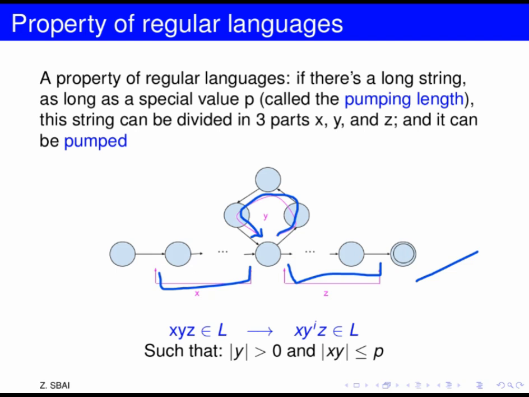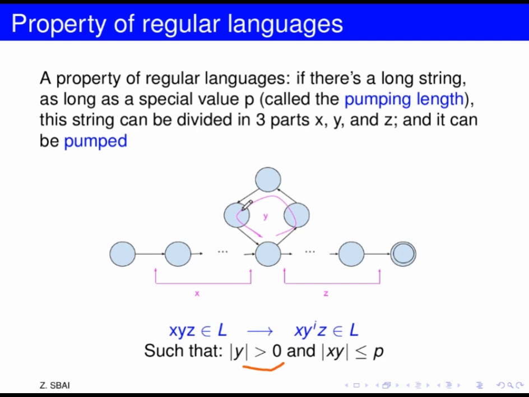Okay, so if we take a string that is longer than p, we can divide it into x, y, and z. And in this case, for each i that is greater than or equal to 0, the string x y to the i z should be in the language. Okay, because if you can go to the cycle once, you can go twice, a third time, a fourth time, and so on. Okay, i is greater than or equal to 0 because I may not enter the cycle. I may pass directly to the part containing the substring z. And for this property, we'll choose y such that its length is strictly positive.